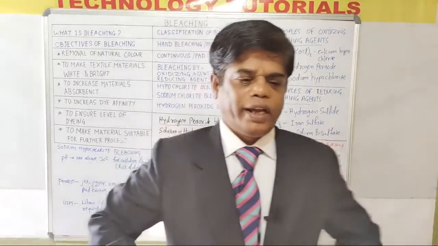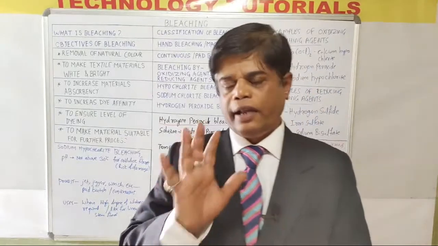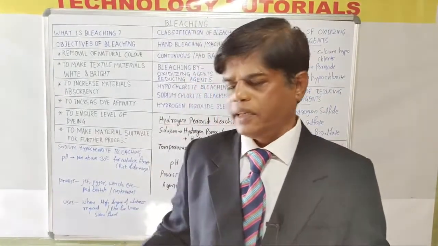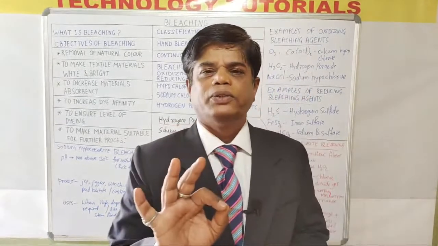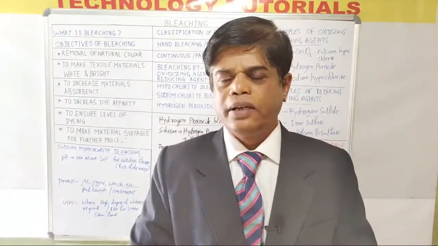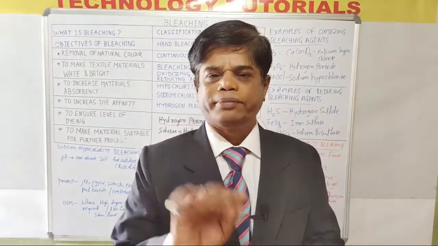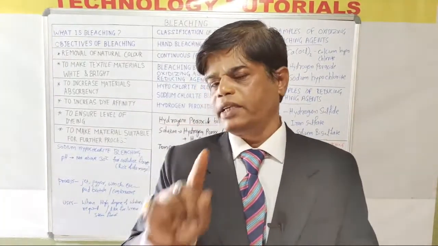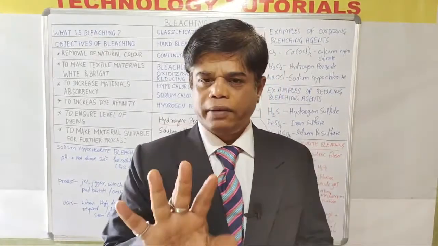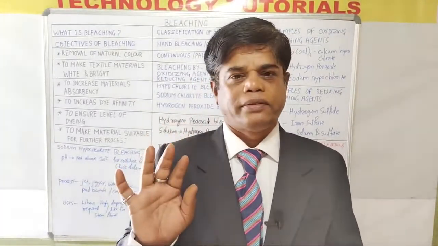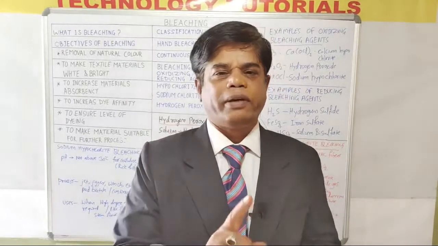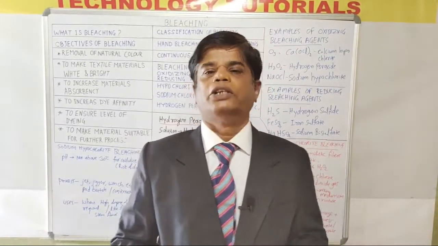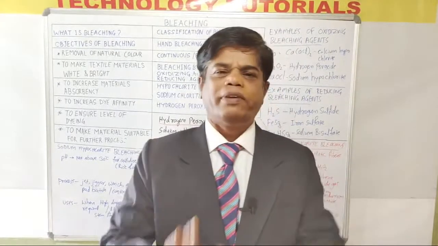And one more point I would like to tell in this class: see fibers, the classification of textile fibers. Textile fibers are classified into three. One is natural fibers, the second is man-made regenerated fibers, and the third is man-made synthetic fibers. Natural fibers come from nature: cotton, jute, silk, wool. They are natural.